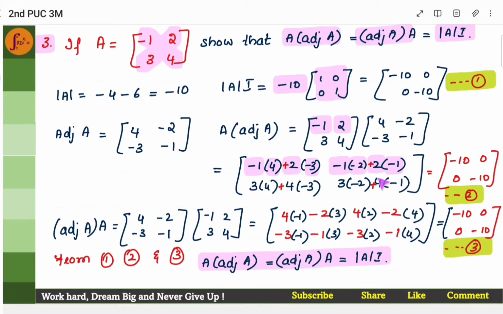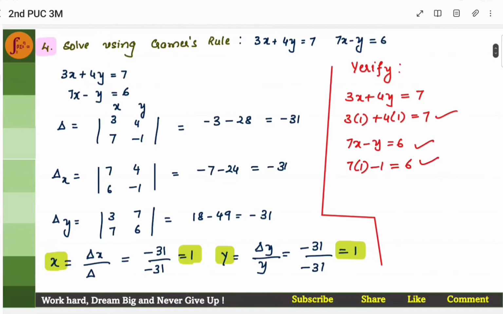Now what you do for the second row, you take the second row elements, 3, 4, 3, 4, write it 2 times. Then you just copy whatever is there in the first row. 4 and minus 3, just copy it here. Minus 2 and minus 2, minus 1 and minus 1, just copy it. Then put plus signs in between. That makes it easier and avoids mistakes. This is an important concept, Kramer's rule.